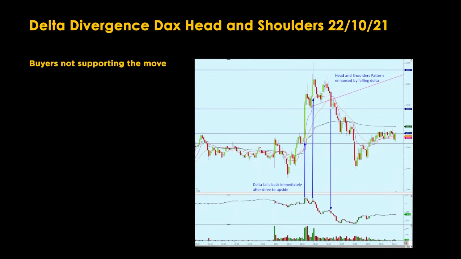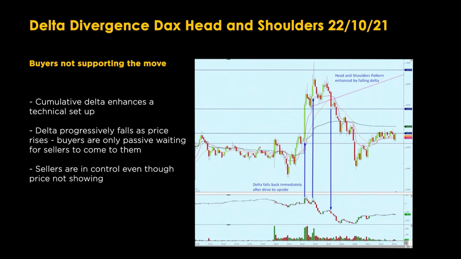First example then, this is quite a simple delta divergence head and shoulders pass. So I've got the date on this, so if you want to go back and check it out, you want to go back and replay it, if you've got a replay function, go back and have a go at this trade. Now, what we're looking at here is a 1 minute chart of the DAX just after the cash open. You can see the cash open, it's where the volume spikes up. So there's your volume jump.